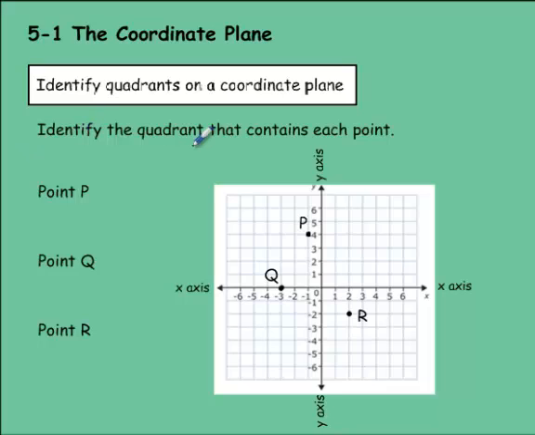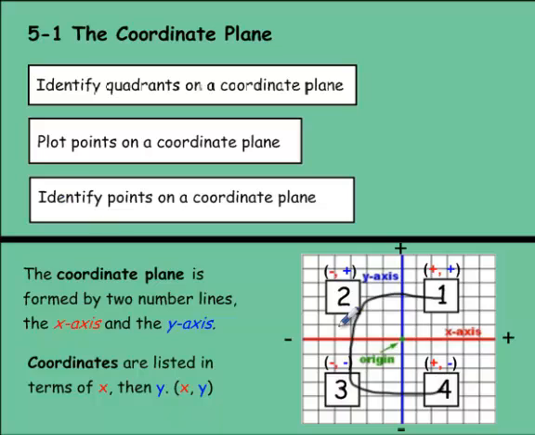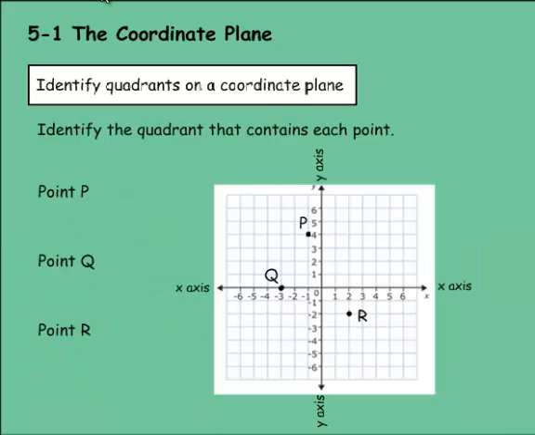It says identify the quadrant that contains each point. So it asks us to find point P. I see point P is negative 1, positive 4. And that would be over here, would be quadrant 2. So we're going to say quadrant 2 for here.